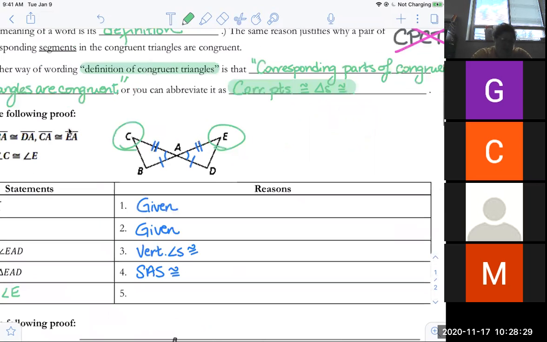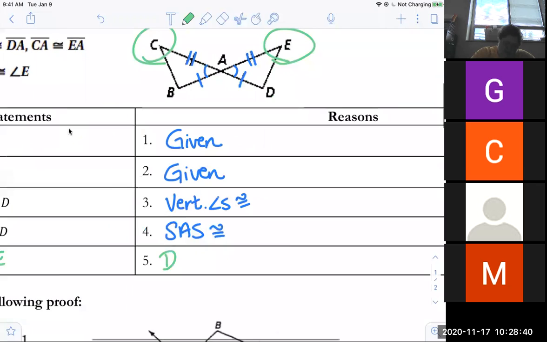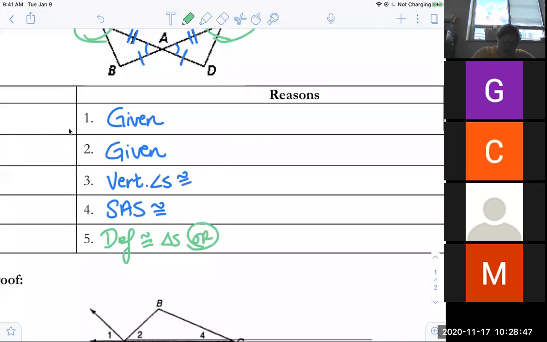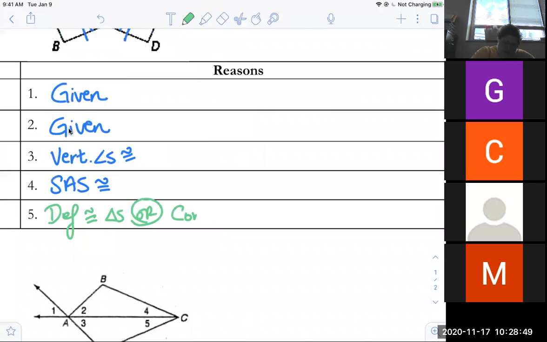We're going to write one of these reasons, right? You said that triangles are congruent. Therefore, what it means to be congruent is that all the pieces that are in the same place are congruent. So you either write definition of congruent triangles, or, and you don't have to write both, either one is sufficient, whichever one you like, corresponding parts of congruent triangles are congruent.